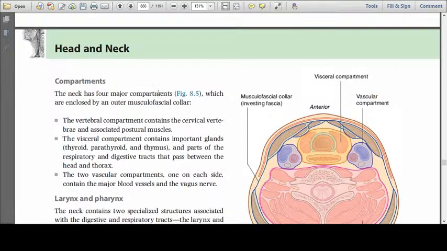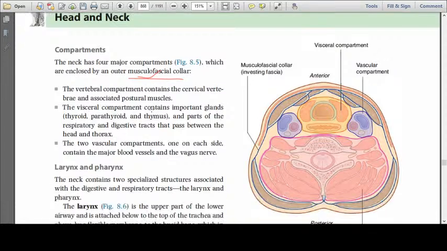The neck has four major compartments, which are enclosed by an outer musculofascial collar.